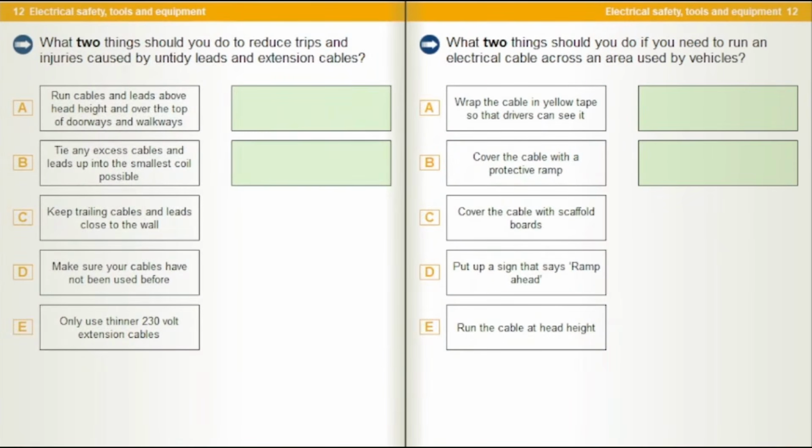What 2 things should you do to reduce trips and injuries caused by untidy leads and extension cables? Run cables and leads above head height and over the top of doorways and walkways. Tie any excess cables and leads up into the smallest coil possible. Keep trailing cables and leads close to the wall. Make sure your cables have not been used before. Only use thinner 230-volt extension cables.